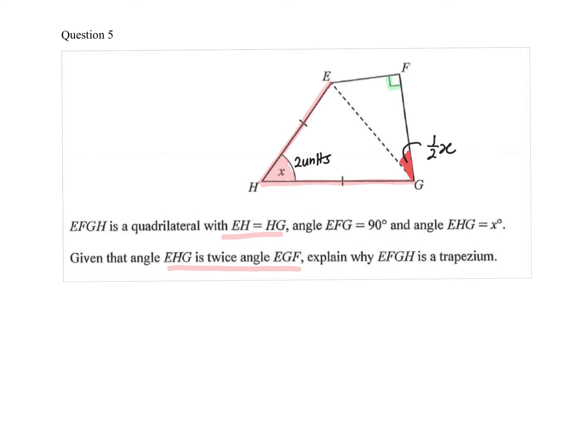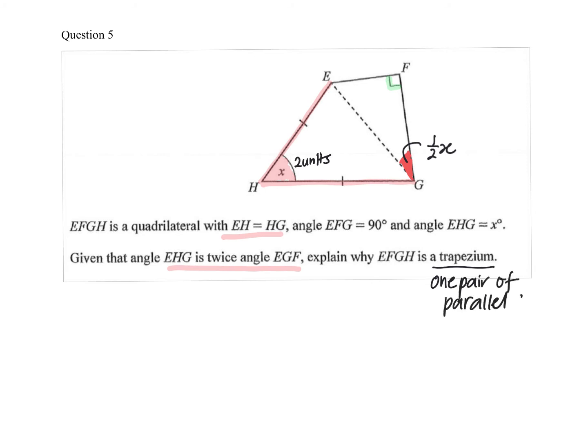And on top of that, we also know some other information. They asked me to explain why EFGH is a trapezium. What are the properties of a trapezium? A trapezium has one pair of parallel sides.